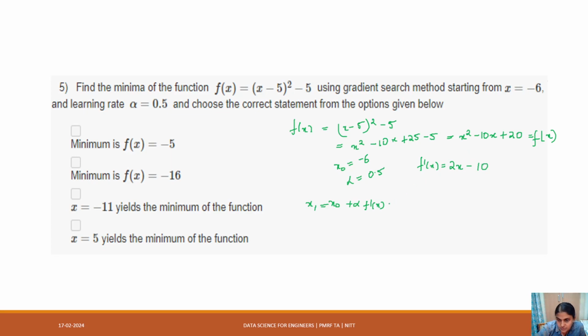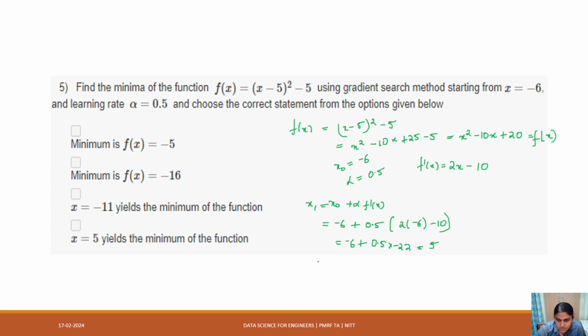So here x0 is minus 6 plus alpha, which is 0.5, into f dash of x at x0. So 2 into x0, which is minus 6, minus 10. Okay, so this will be minus 6 plus 0.5 into minus 12 minus 10, minus 22 will be coming. The answer will be coming like 11. Okay, so answer will be coming like 5.